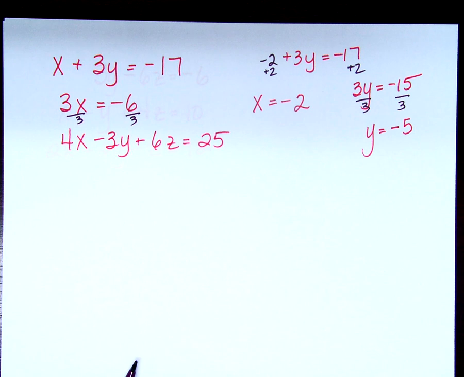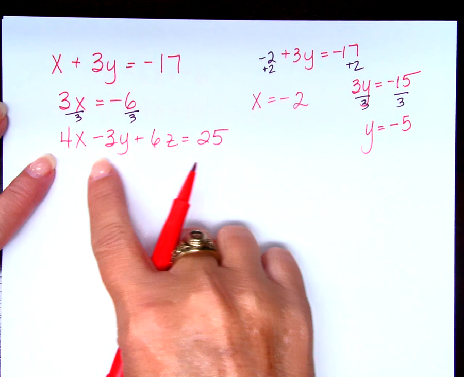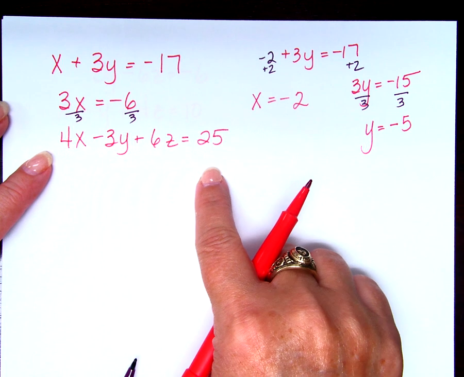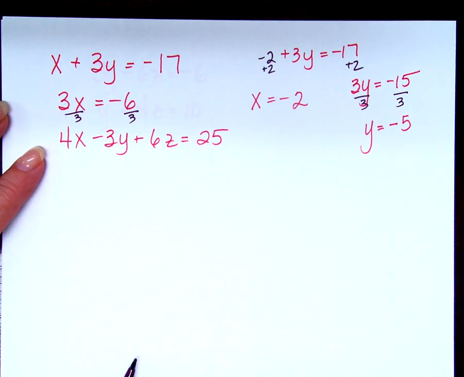So now what do you think I should do? I need to find z, right? That's the only one that I lack. And there's actually only one equation that even has a z, right? So what should I do with this last equation? Plug everything that I know into that last equation, right?